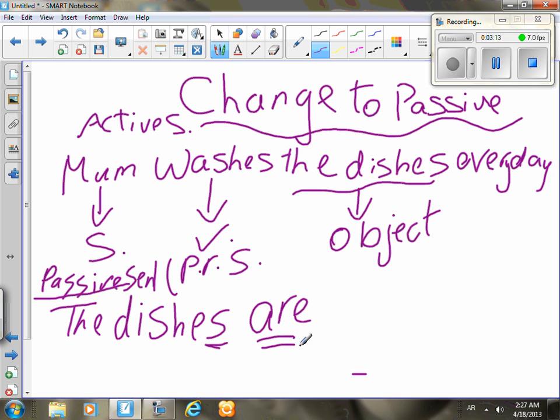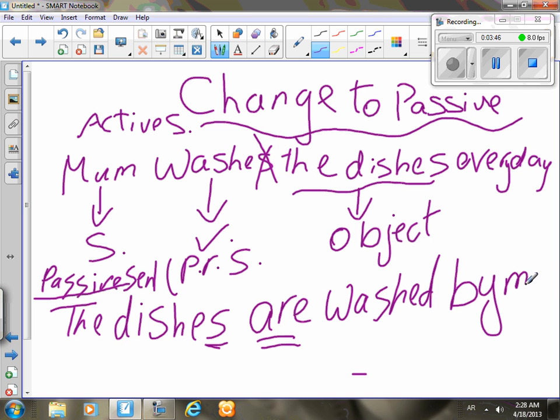And because we put are here, we have to cross the S here. You have the S. It's the symbol of the present simple. So we put, instead of the S, are. Verb to be in the present simple. Then I need what? The past participle of the verb. What is the past participle of wash? Washed. Then add by mom, every day.